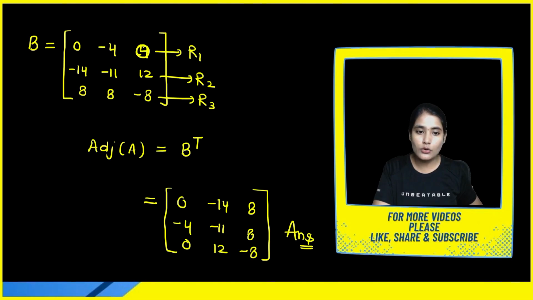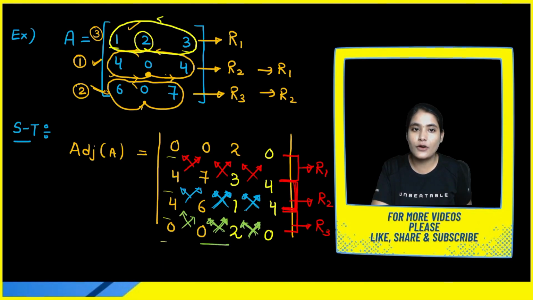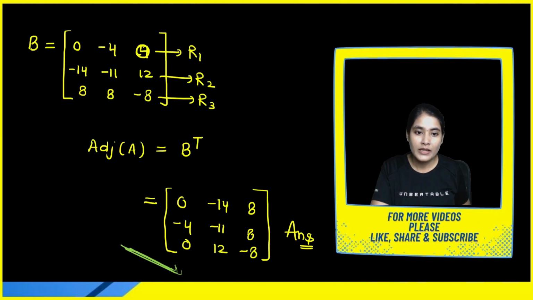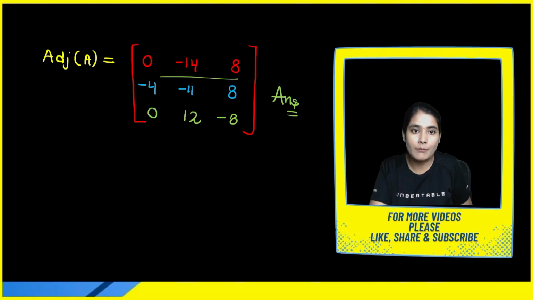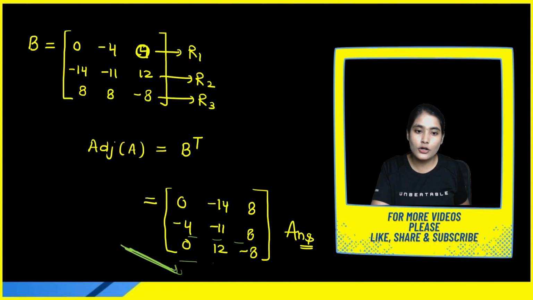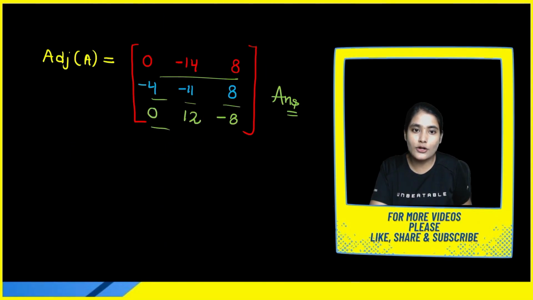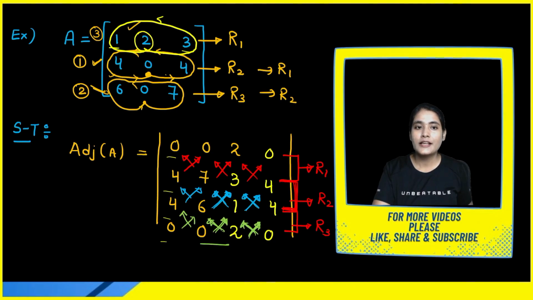Now please try to match both adjoint matrices. You are getting the same answer. 0, minus 14, 8; minus 4, minus 11, 8; 0, 12, minus 8. Okay, so try to use it.